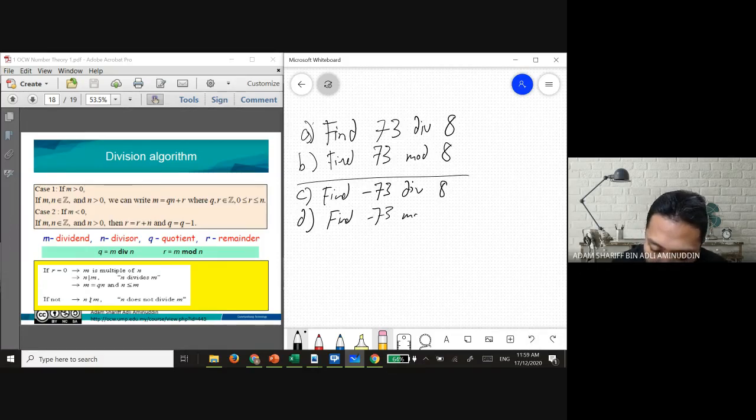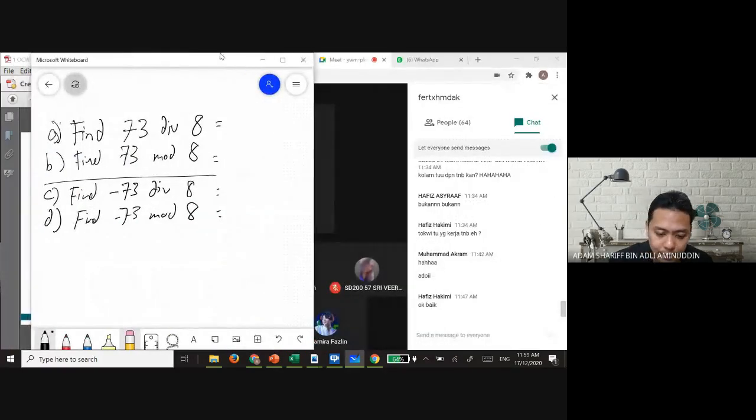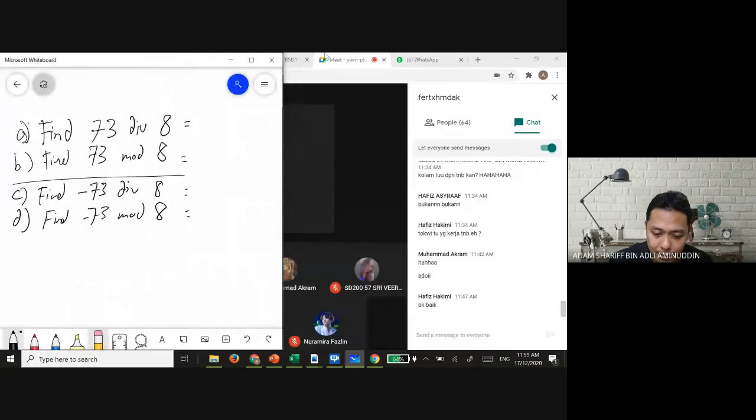Okay, cuba buat. Saya dah tahu jawapan dia. Dah buat boleh share. Saya nak tengok kalau in case student ada masalah.